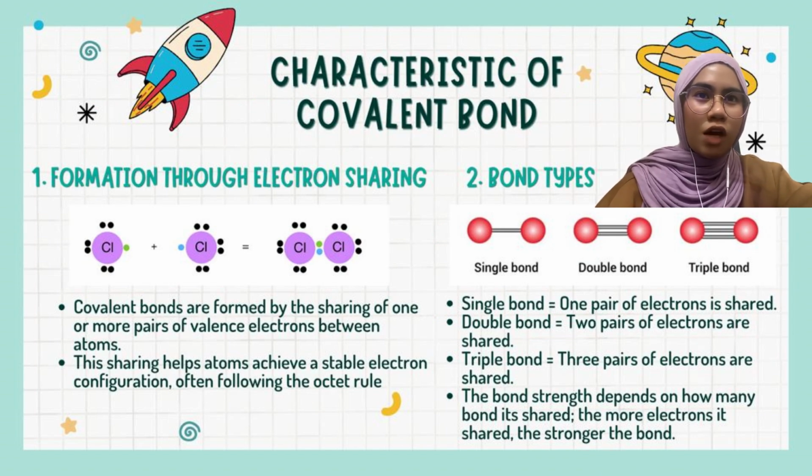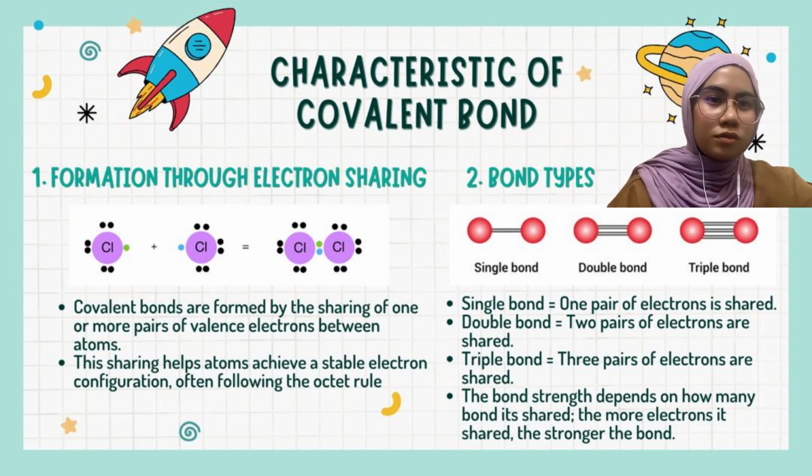Next, we will talk about characteristics of covalent bonds. The first one is covalent bond formation through electron sharing. Covalent bonds are formed by the sharing of one or more pairs of valence electrons between atoms. This sharing helps atoms achieve a stable electron configuration, like I said just before, often following the octet rule. The second is bond types. Covalent bonds have 3 types: single bond, double bond, and triple bond. Each number indicates how many pairs of electrons are shared. The more electrons shared, the stronger the bond.